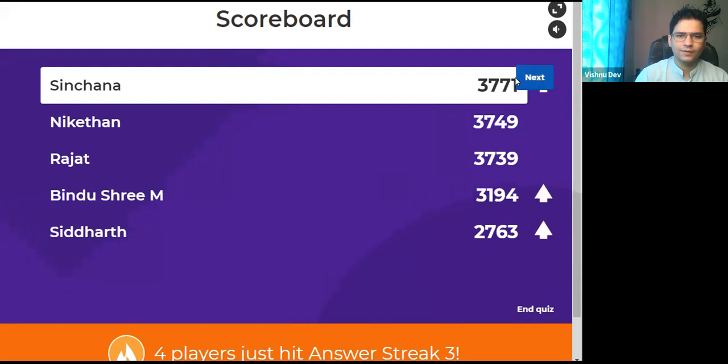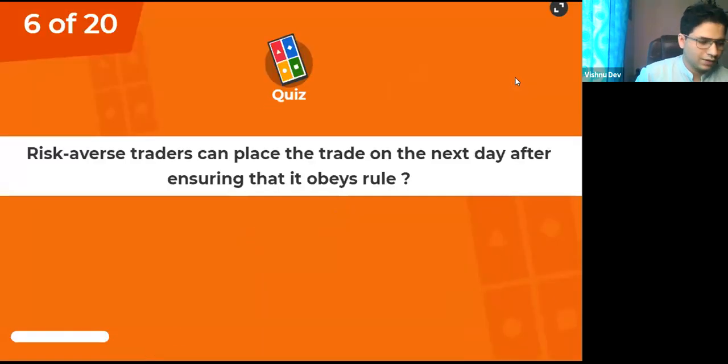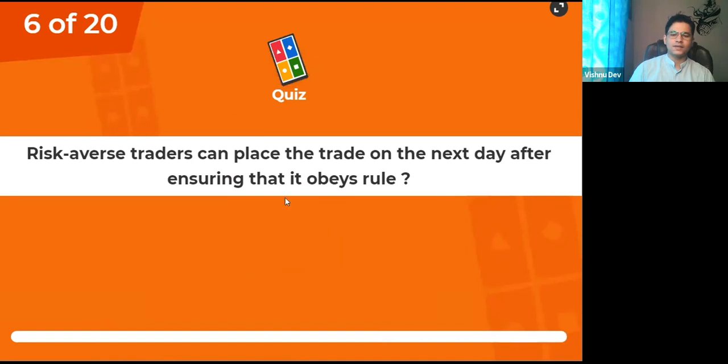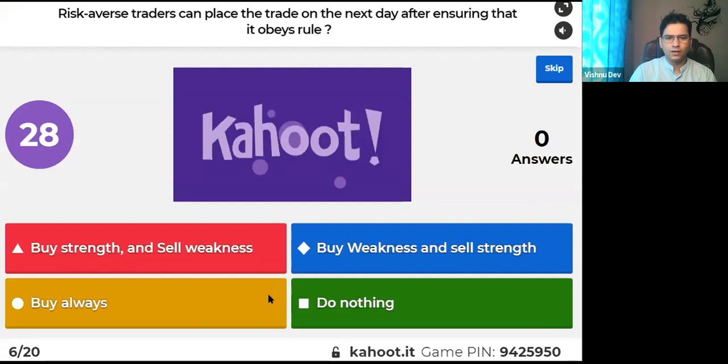Okay, no issues. Let's go, risk averse trader, right? Risk averse trader means a safe trader. Can place the trade on the next day after ensuring that it obeys the rule. So, which rule? Tell me, which rule? This is super easy. With the name only we can decide.